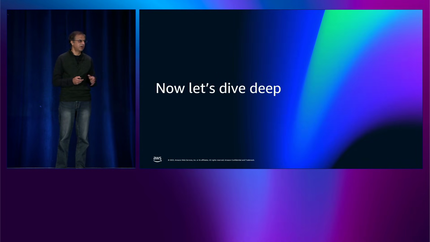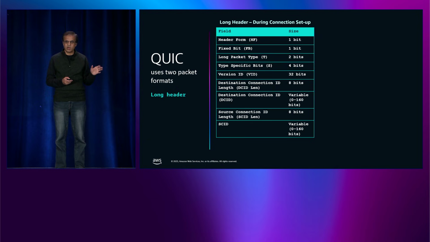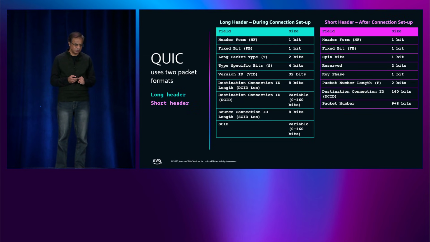So now, having learned all the basics, let's dive deep. QUIC has two types of packet formats. There is something called a long header, and a long header is typically used when the connection is being established. In the connection establishment, there are a bunch of fields, and we'll highlight some of those later, but we don't have to remember all of them. And once the connection is established, the client and the server, or the client and the target, will switch to a short header.